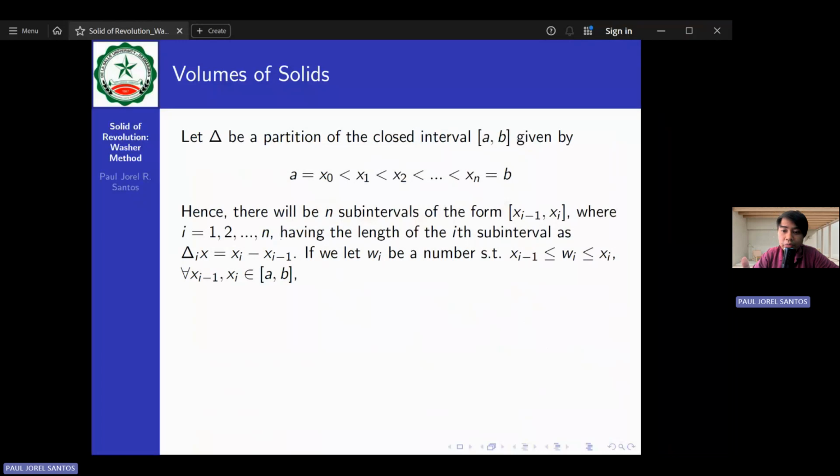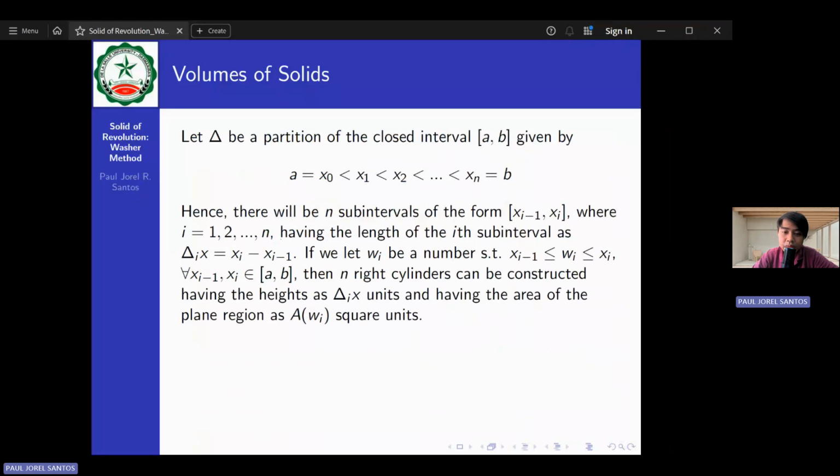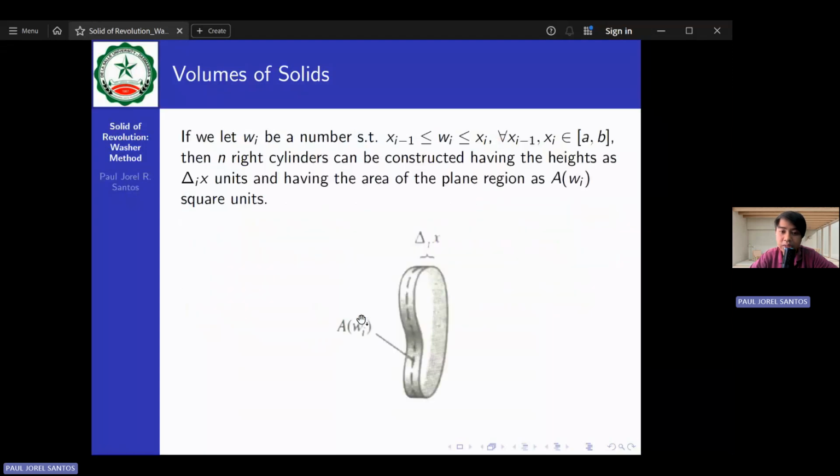Now, x sub i minus 1 and x sub i can be any numbers from the closed interval a to b. Then it implies that n right cylinders can be constructed having heights of delta sub i x units. The height of these right cylinders will be delta sub i x units, and the area of the plane region will be A of w sub i square units.